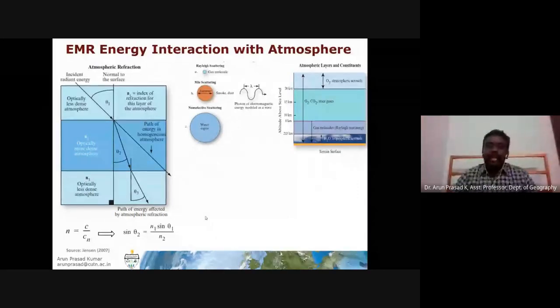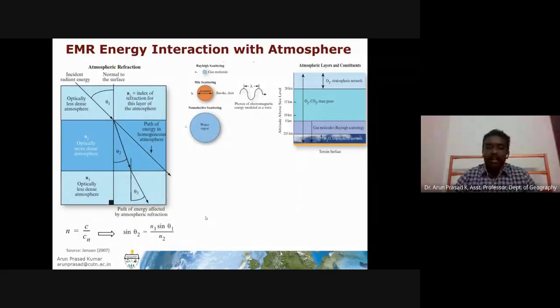Scattering can be classified into three types based on which material is scattering the EMR. The first is gas molecules, which are responsible for Rayleigh scattering. Smoke and dust are responsible for Mie scattering, and water vapor is responsible for non-selective scattering.